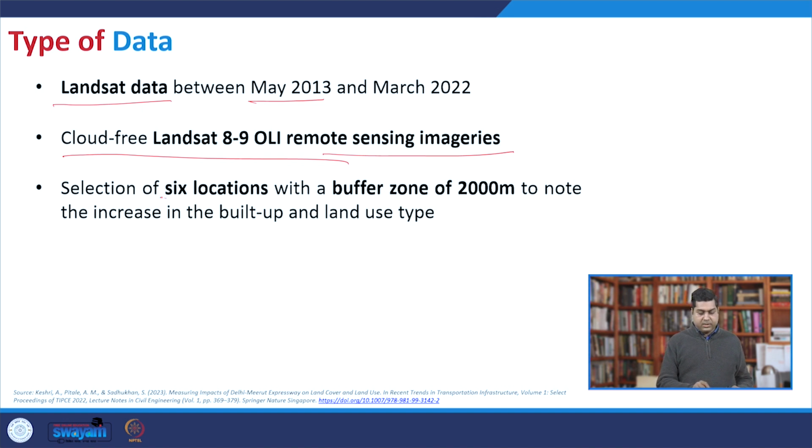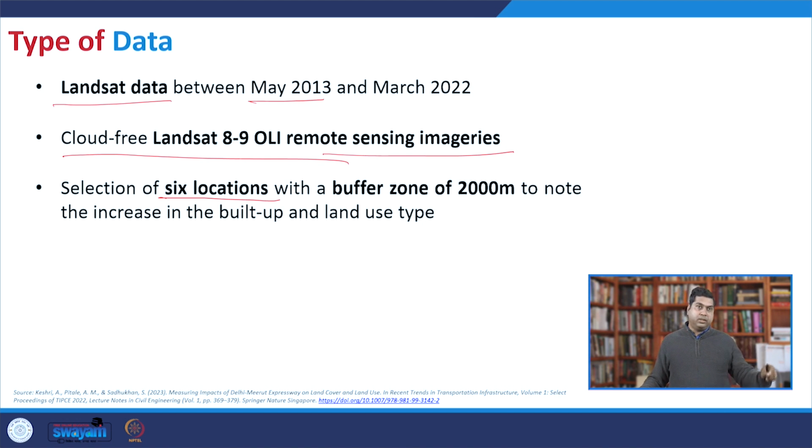Also, we have selected 6 locations, as I already mentioned on that particular map, because it is a long corridor, and corridor-level analysis is very difficult. It requires computational ability of the system. So we picked 6 locations, and how were these 6 locations picked?